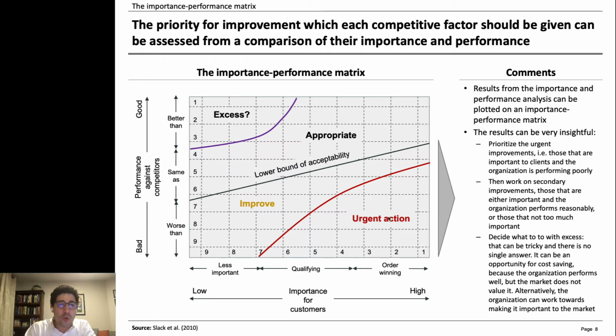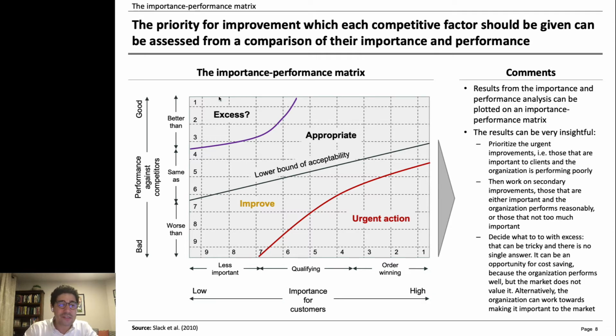So here is the importance performance matrix. Here we have our performance against competitors, if you're worse than, same as, or better than, and the importance for customers, if it is less important, qualifying, or order winning. And then we can see that we have different areas. For example, if we are performing worse than competitors on an order winning component, then we have an urgent action. We need to do something about it. We need to prioritize it because we are performing very badly on something that the client values.